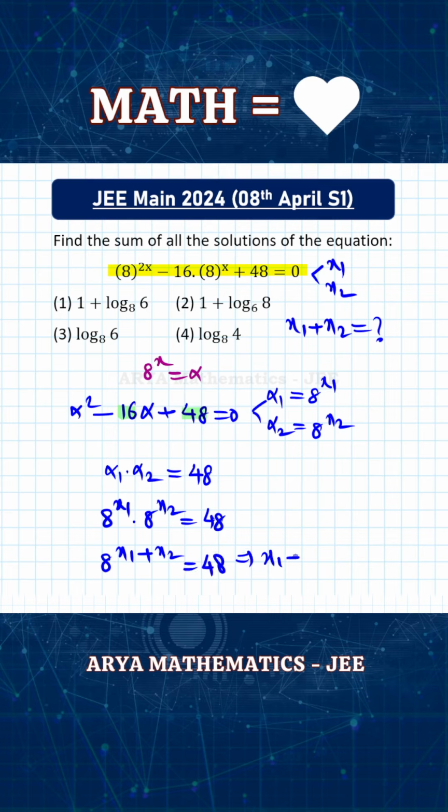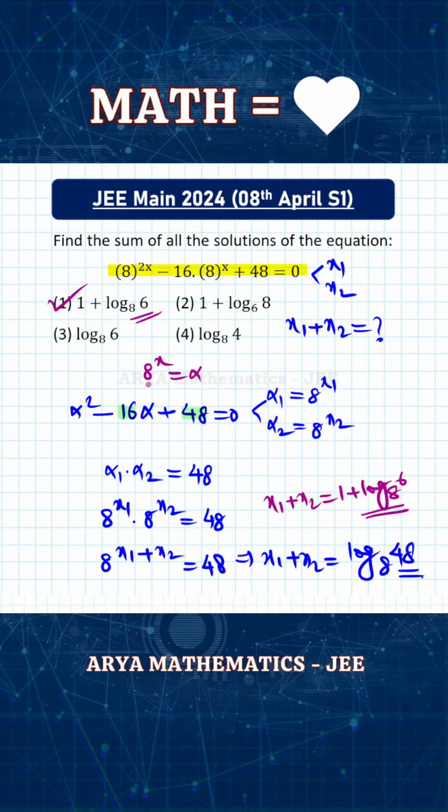And from here you can directly get the value of x1 plus x2. Right, x1 plus x2 will be log 48 to base 8. And if you break 48 as 8 into 6, then you can write this sum x1 plus x2 as log 8 to base 8, which becomes 1, and then log 6 to base 8. So the sum of roots will be 1 plus log 6 to base 8. That is the first option and that is the right answer for this problem.